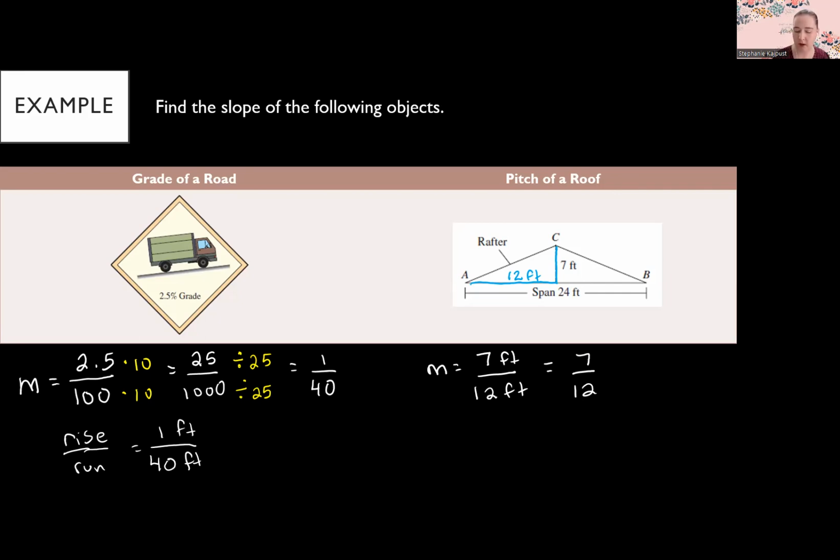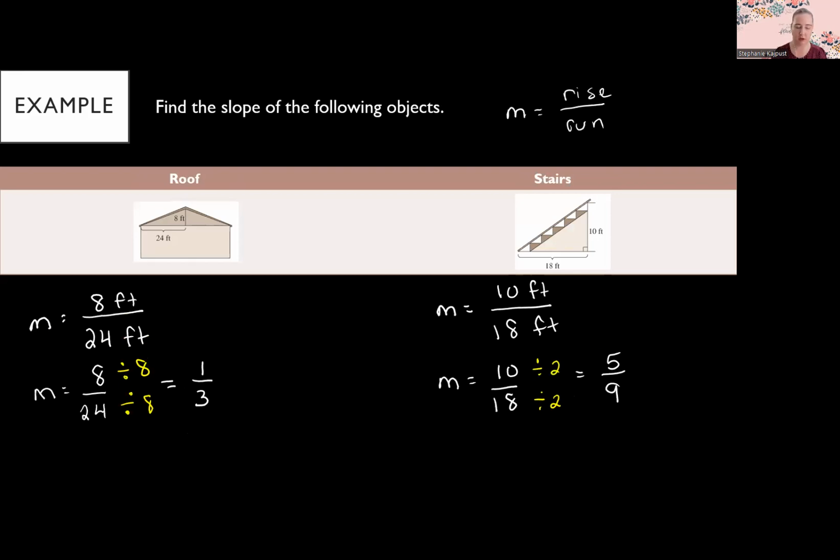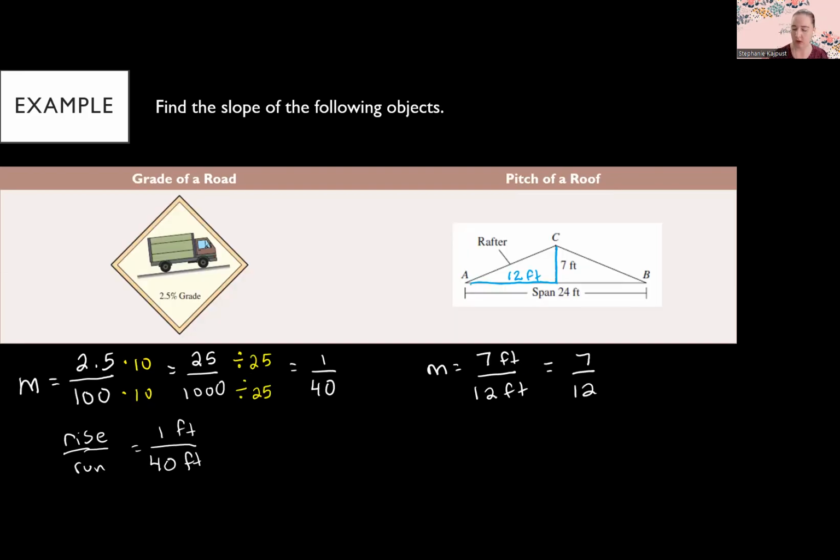And if we compare that to our other roof here, the 1/3, which is 0.33 repeating, the 0.33 repeating is not as steep a roof. So this roof, the 7 over 12, is steeper because 0.583 is larger than the 0.33 of the other roof we were looking at. So you can even compare pitches to see which one's steeper.